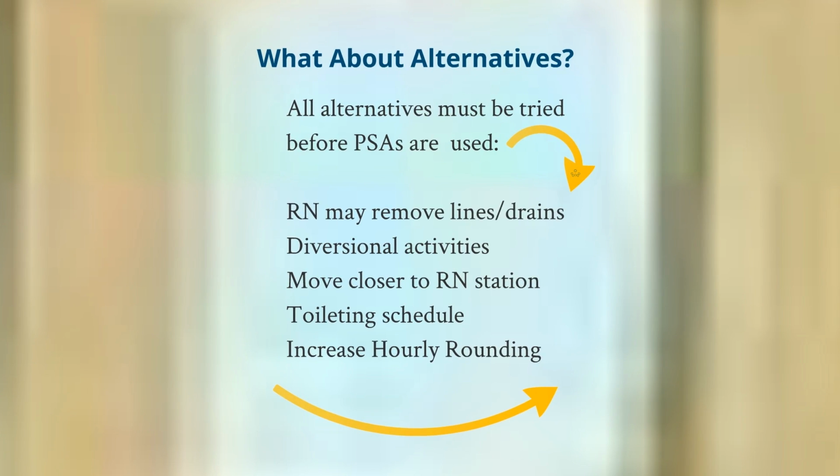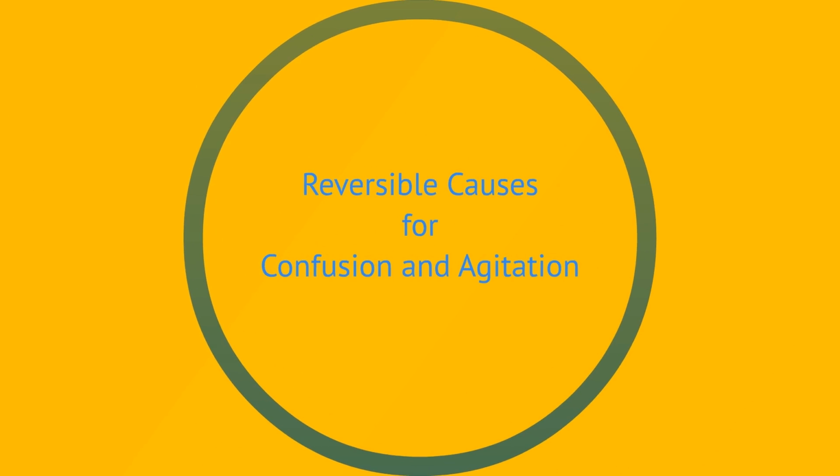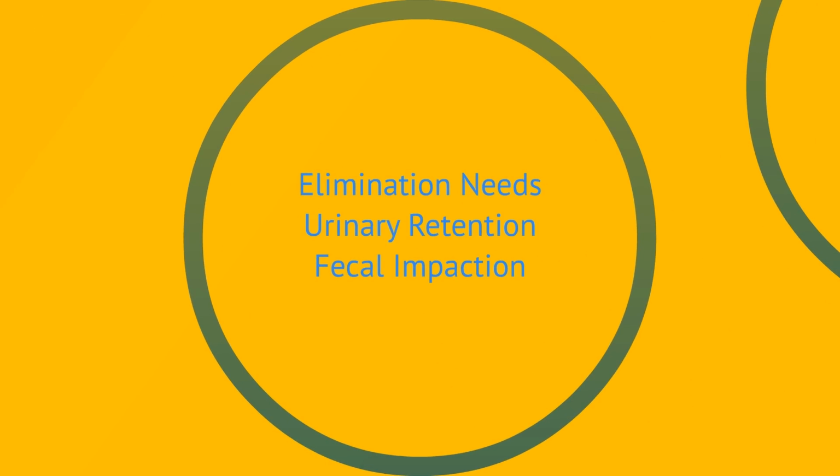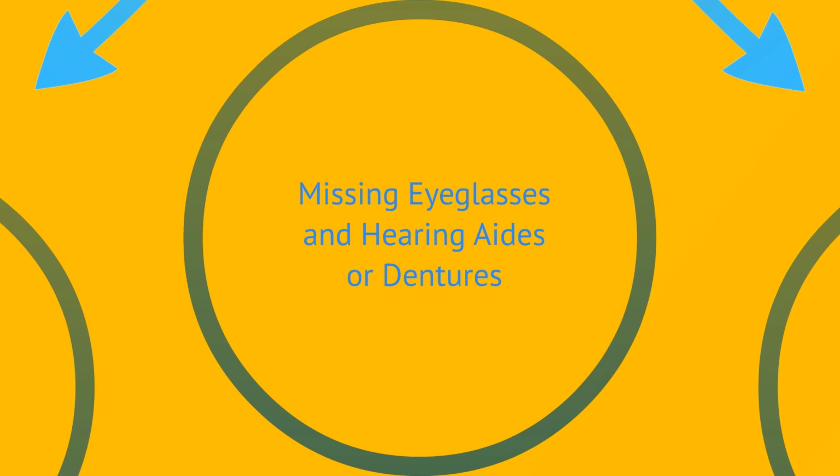All alternatives must be tried before we use a PSA. Thinking about reversible causes for confusion and agitation, think to yourself, is my patient in any pain or do they have discomfort? Do they have any elimination needs, or do they have urinary retention or may be having a fecal impaction? What about eyeglasses, hearing aids, or dentures? Do we have those on?